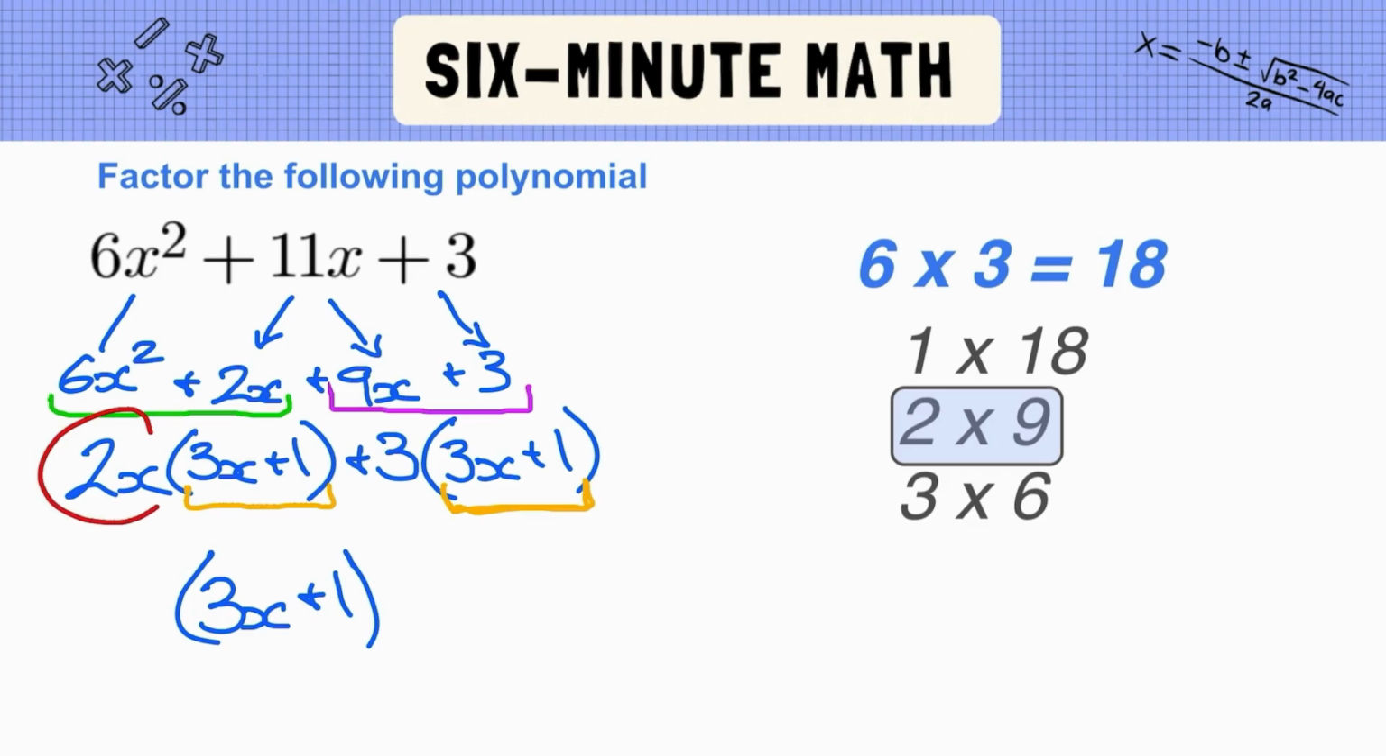And I can circle these remaining two terms that can be combined for my second binomial: 3x plus 1 times 2x plus 3.